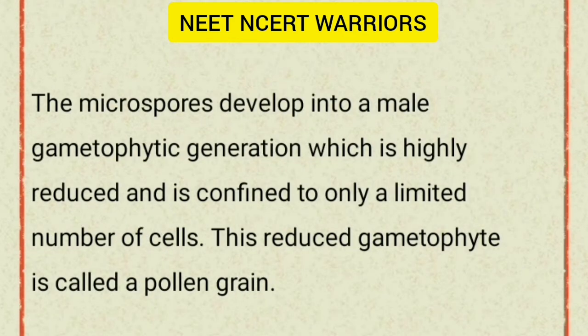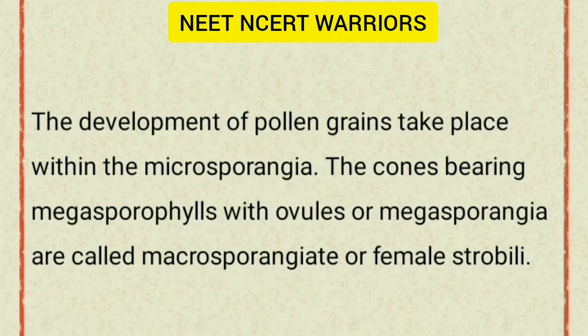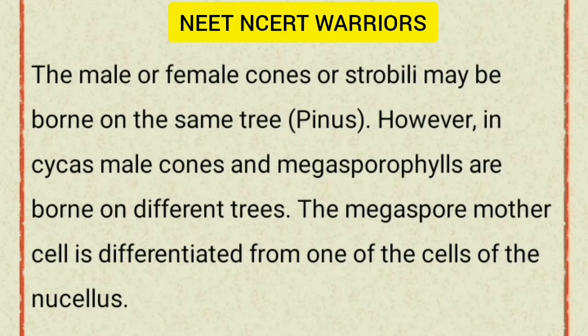The microspores develop into a male gametophytic generation which is highly reduced and is confined to only a limited number of cells. This reduced gametophyte is called a pollen grain. The development of pollen grains takes place within the microsporangia. The cones bearing megasporophylls with ovules or megasporangia are called macrosporangiate or female strobili. The male or female cones or strobili may be borne on the same tree, example Pinus. However, in Cycas male cones and megasporophylls are borne on different trees.